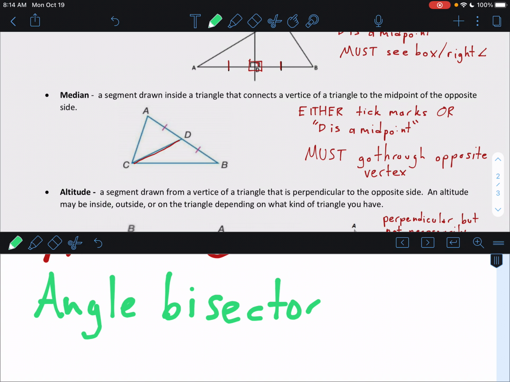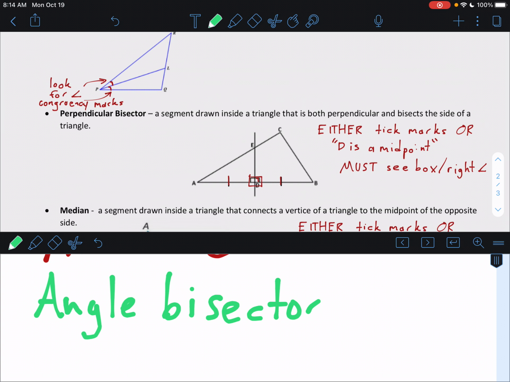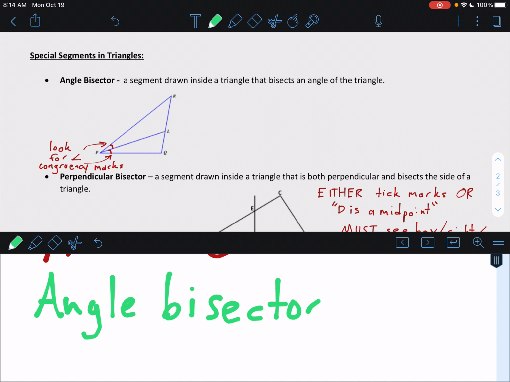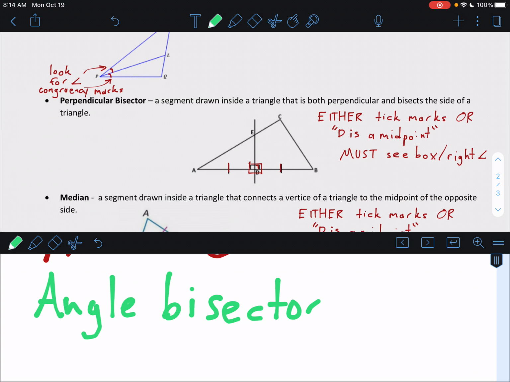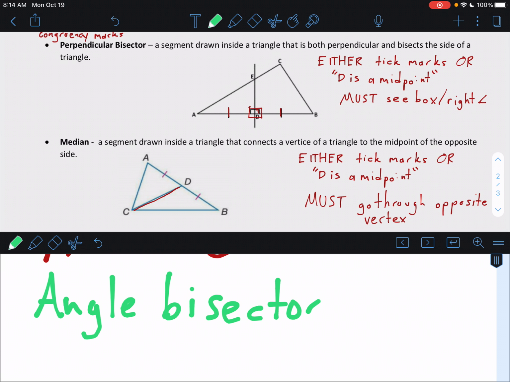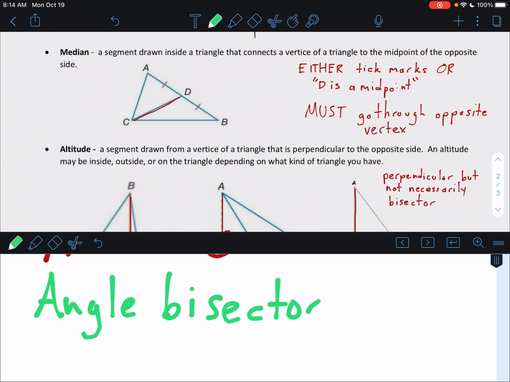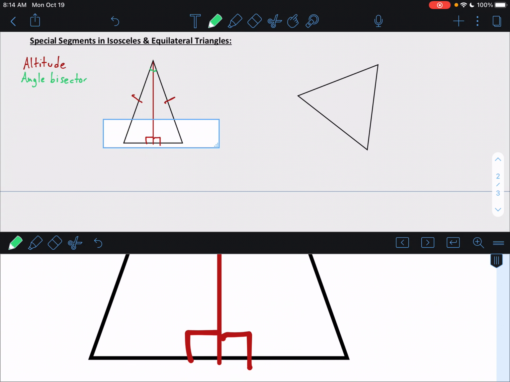What else can we say? Since it is an angle bisector and is an altitude, wait, what else? Sorry, I'm trying to think. Oh, I remember what I was about to say.